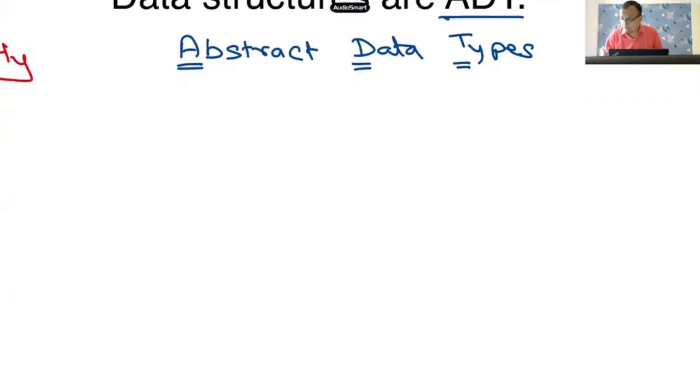Yes, absolutely. For example, you talk about an array as an abstract data structure. When I say array as an abstract data structure, which operations should the array have?